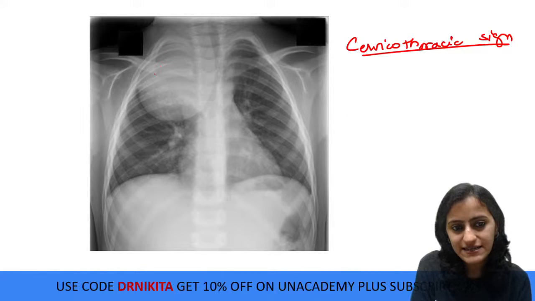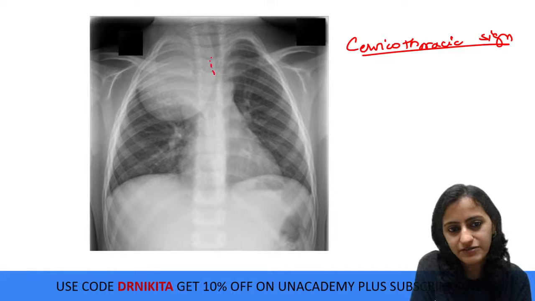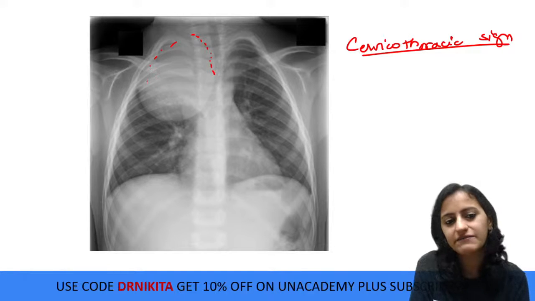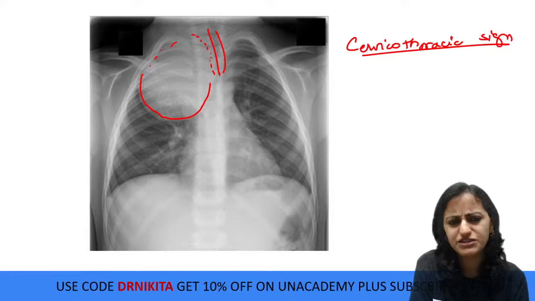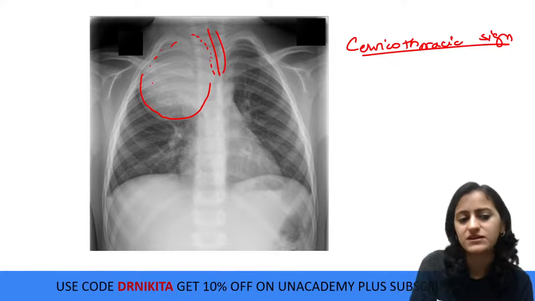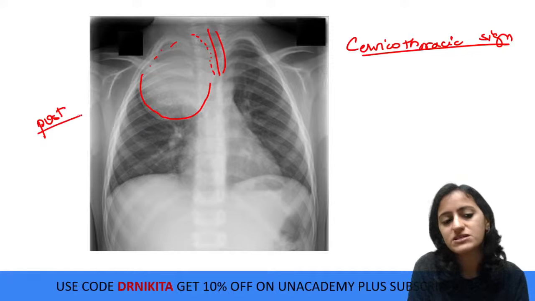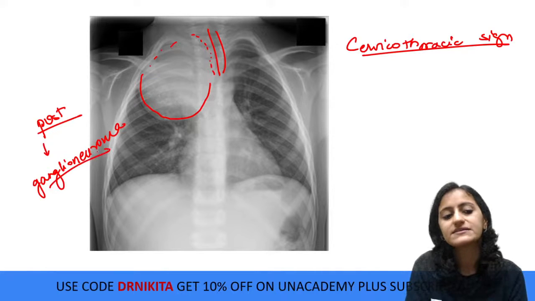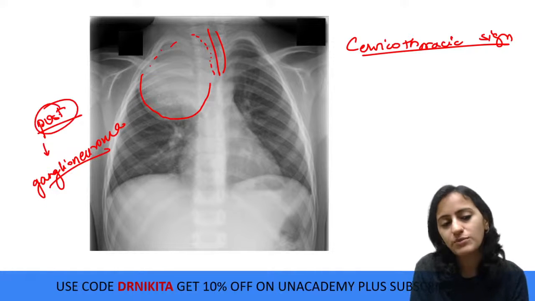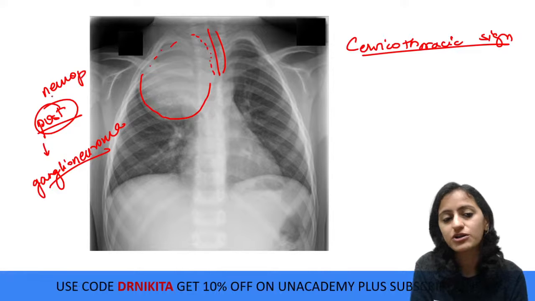So you can see that it is going well above the clavicle. This is the mass here, well above the clavicle. It is causing the shift of the trachea as well. So this becomes your posterior mediastinum, and this mass on histopath was your ganglioneuroma. That is a neurogenic tumor. Most common posterior mediastinal mass is your neurogenic tumor.